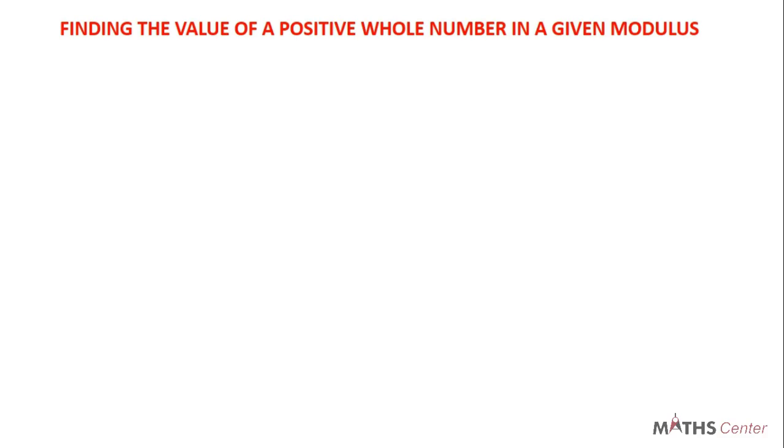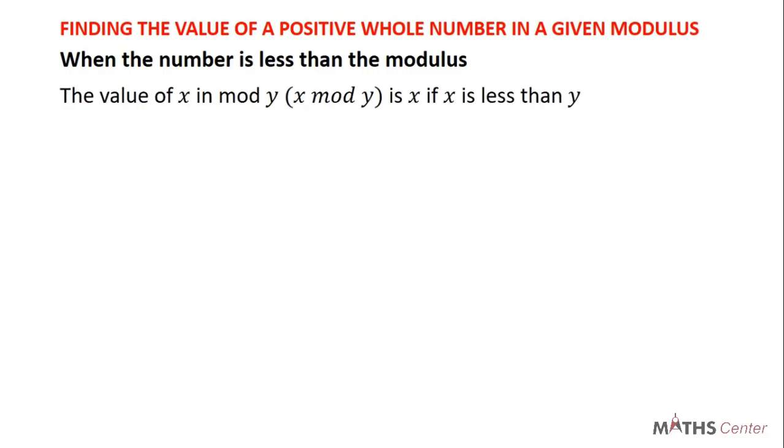Finding the value of a positive number in a given modulus. We will learn how to find the value of a positive number in a given modulus under three conditions. The first one is when the number is less than the modulus. The value of x in mod y, which is written as x mod y, is x if x is less than y.